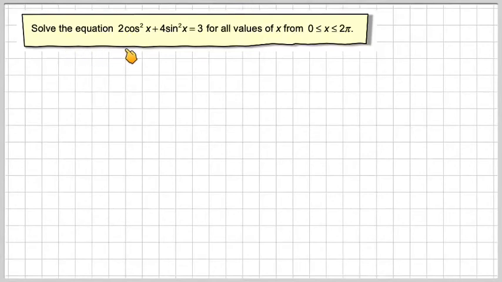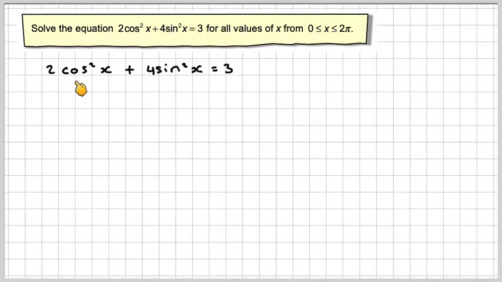Solve the equation 2 cos squared x plus 4 sine squared x is equal to 3 for all values of x from 0 to 2 pi. Now, this can be done completely without a calculator. So let's write down our equation, which is 2 cos squared x plus 4 sine squared x is equal to 3.